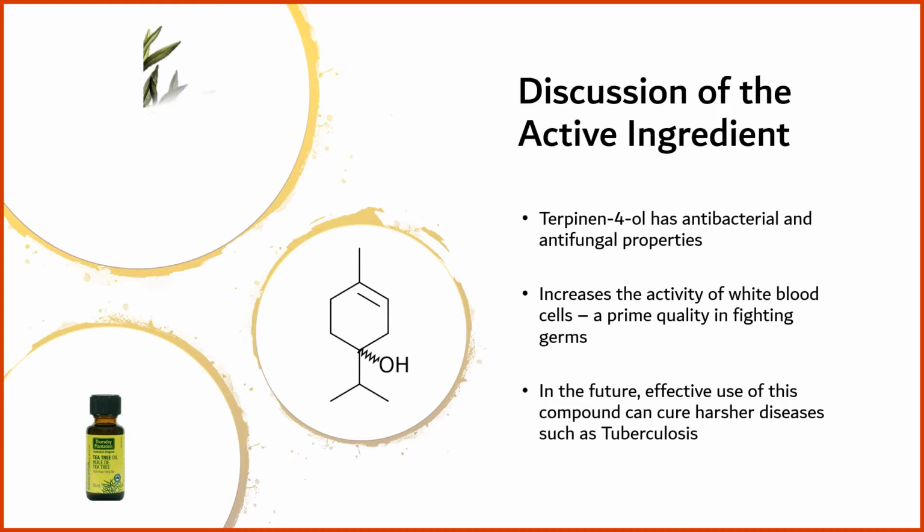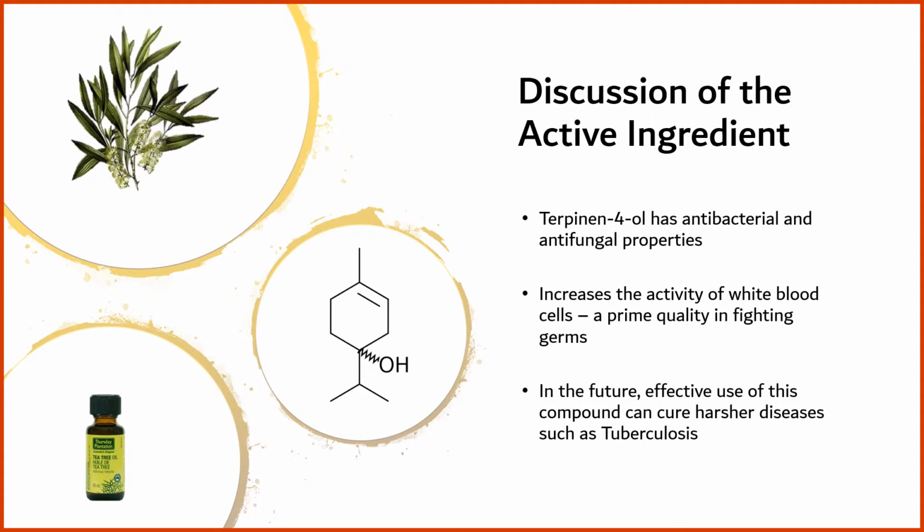The active ingredient in tea tree is terpinen-4-ol. This compound has an antibacterial and antifungal effect and has been shown to kill certain bacteria, viruses, and fungi. Terpinen-4-ol also appears to increase the activity of white blood cells, a prime quality to help fight invaders. Research indicates that terpinen-4-ol, when used correctly, has the ability to cure harsher bacterial diseases such as tuberculosis.